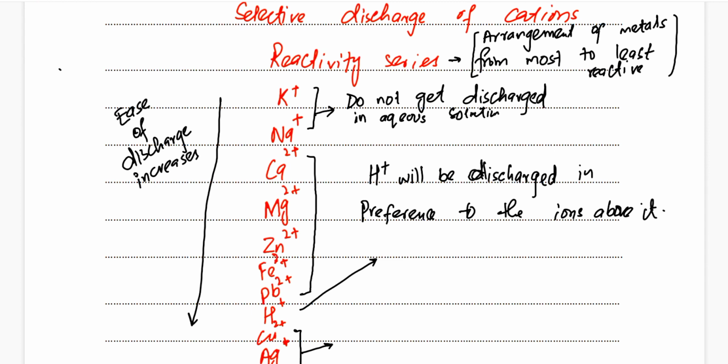And when we have copper and silver, they are even lower than hydrogen. If we have the aqueous solution of copper and silver, then instead of hydrogen, copper and silver will be preferred because they are lower; it's easy for copper and silver to be discharged as compared to hydrogen. Okay, so ions of metals below hydrogen will be discharged.